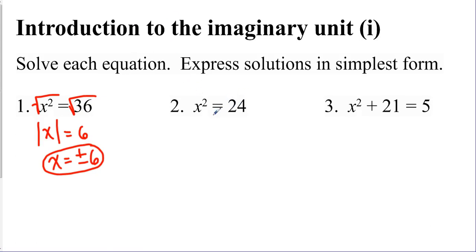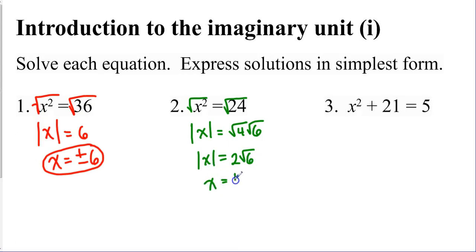24, not so easy because 24 is not a perfect square, but we'll handle it. Square rooting both sides, again, we get the absolute value of x when we square root a square. And on the right side, well, 24 is not a perfect square. It does, however, have a perfect square, 4, that is a factor of it. So you can write it as square root of 4 times square root of 6, which is going to lead us to 2 square root of 6. At this point, we can write x is equal to positive or negative 2 root 6.